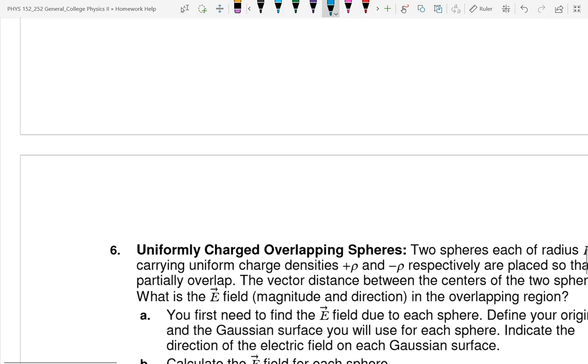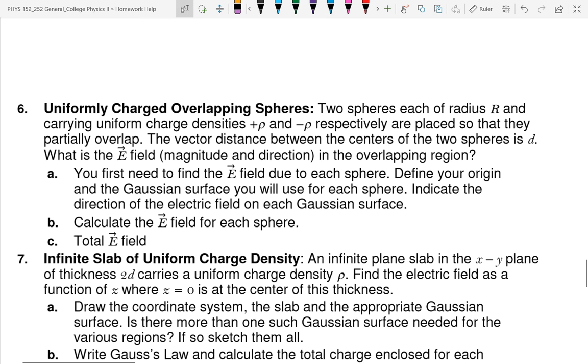We only have 5 minutes left, so I'm going to have to go real quick for the next one. 2 uniform overlapping spheres. These now have constant charge densities. Constant charge density means that the charge enclosed is just going to be 4/3 pi radius cubed times rho, right? That's how much charge is enclosed because it's a uniform distribution of charge. So that makes that part easy. You don't have to do calculus to calculate that anymore.